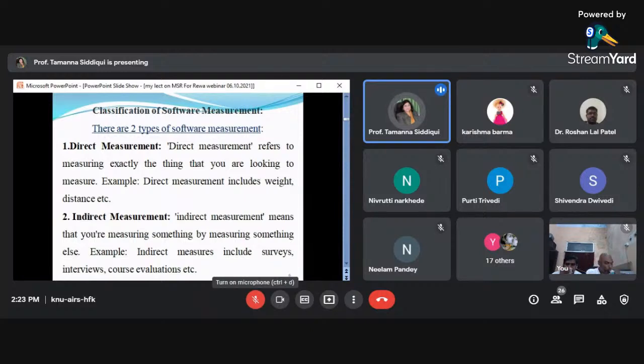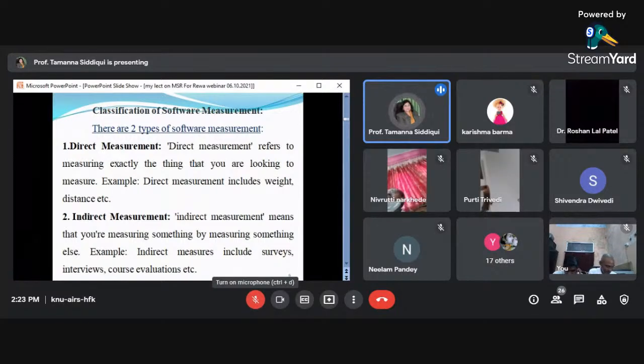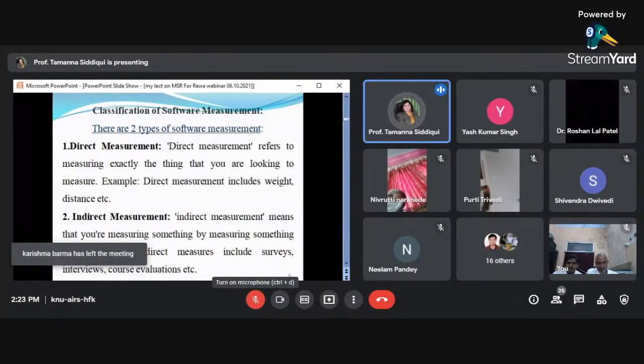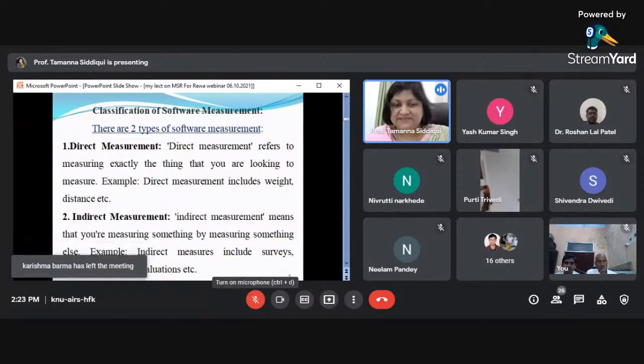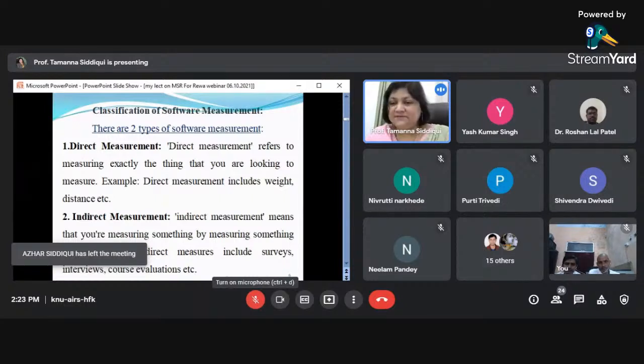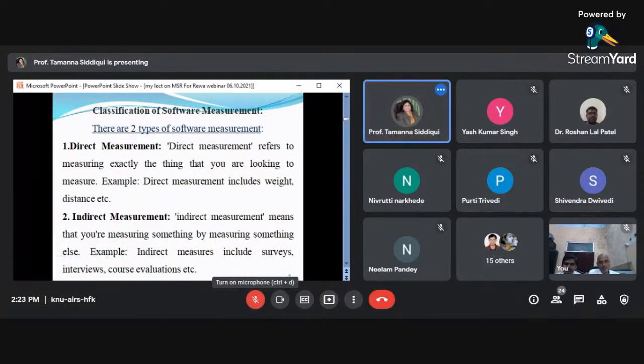Direct measurement refers to measuring exactly the things that you are looking for. For example, you want to calculate the weight or the distance. That means you know the input, you know the formula, and you are able to calculate. Indirect measures mean that you are measuring something by measuring something else. For example, you are doing a survey, and on the basis of the survey you are retrieving some result and giving some conclusion. You are taking an interview, and on the basis of the interview you are giving some conclusion. This kind of measurement is called indirect measurement.